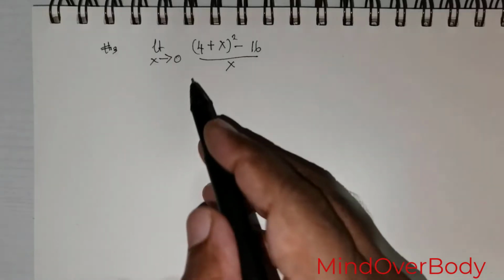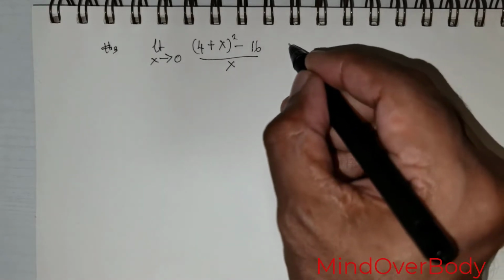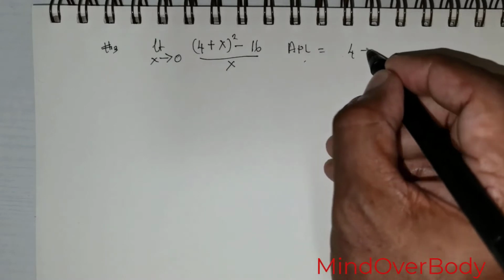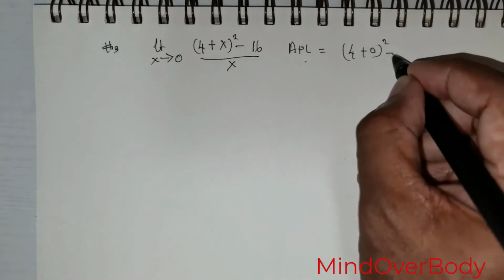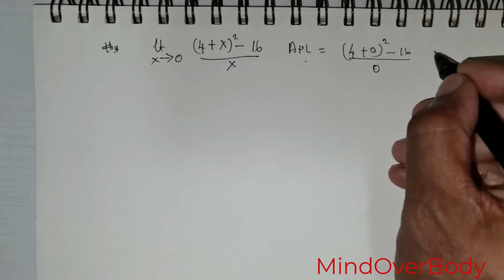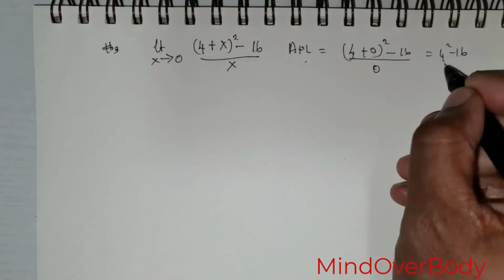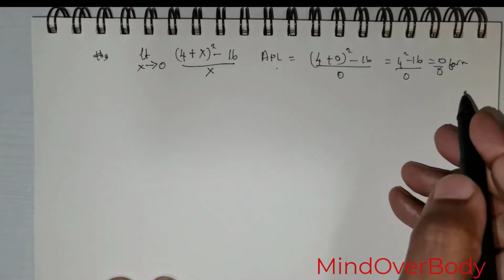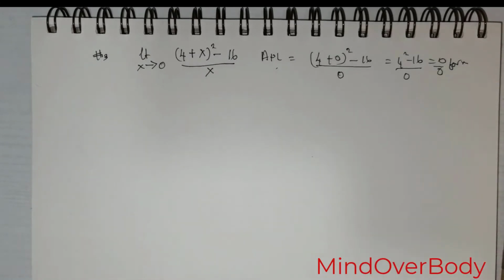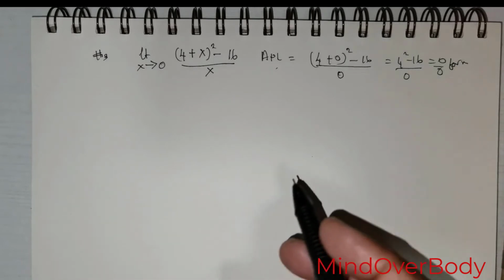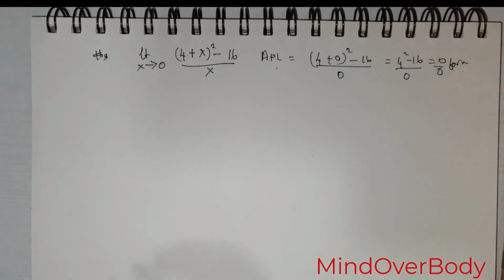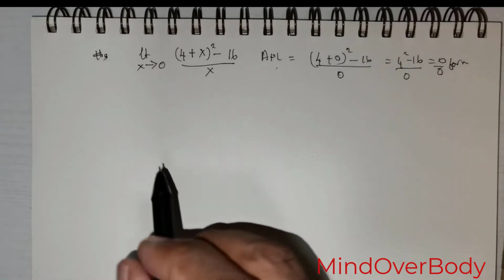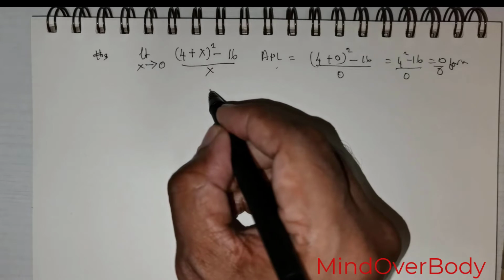Given this question, we are expected to find the limit. Foremost, if you were to apply limits, then you would get 4 positive 0 raised to the power of 2 negative 16 divided by 0, which is 4 squared negative 16 divided by 0. You're getting 0 over 0 form. Now the general conclusion would be limit is not defined or limit doesn't exist, and so on and so forth. But actually we can use the technique of factorization in extracting the limits for this function. So that is exactly what I'm going to do.